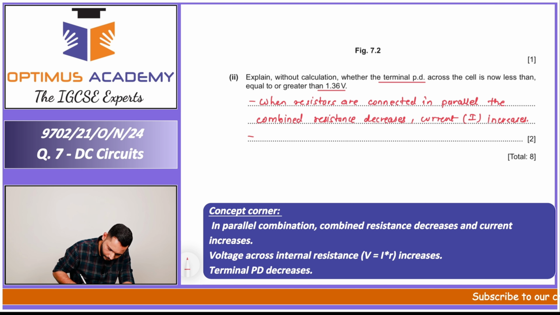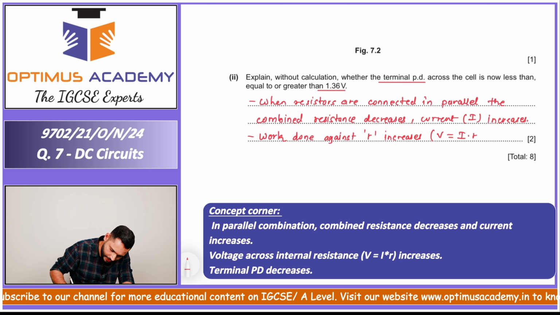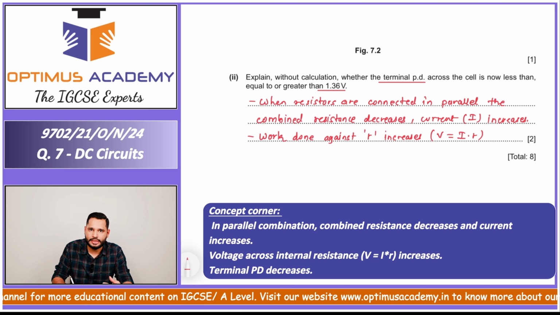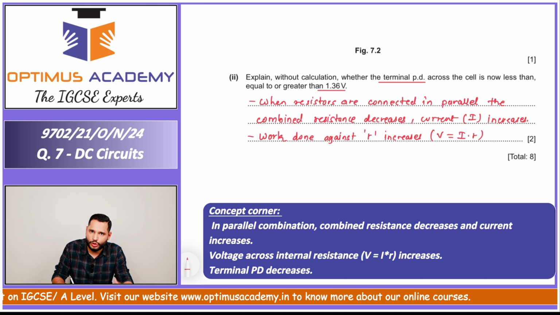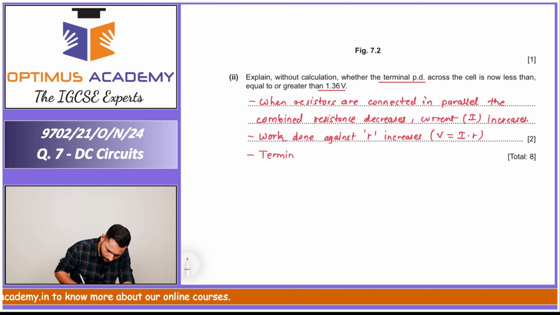Now the work done against internal resistance increases. Why so? Because it will be V is equal to I into small r, where small r is internal resistance. If I increases, then the work done against internal resistance will also increase. Subsequently, the terminal potential difference will decrease. So the terminal potential difference decreases.